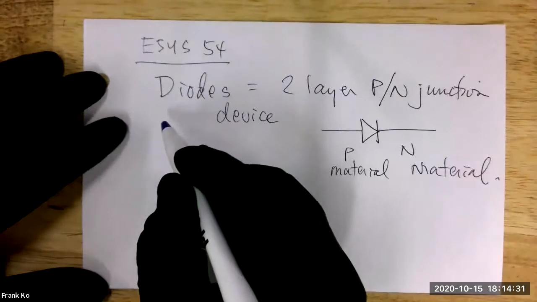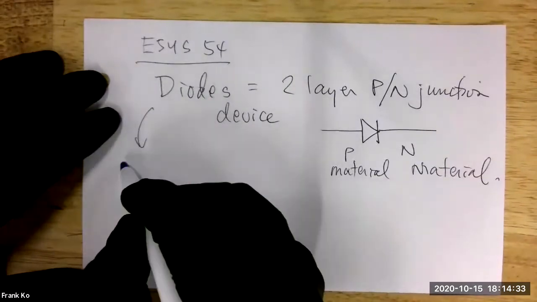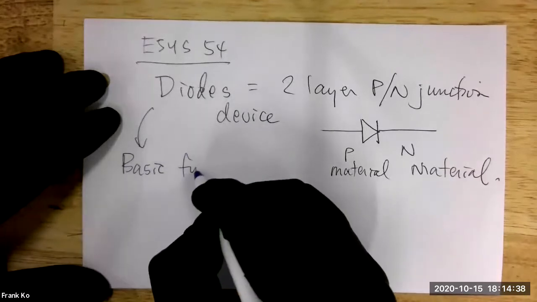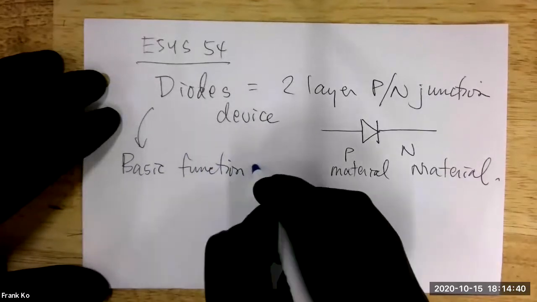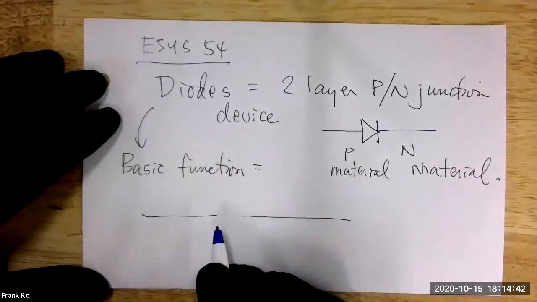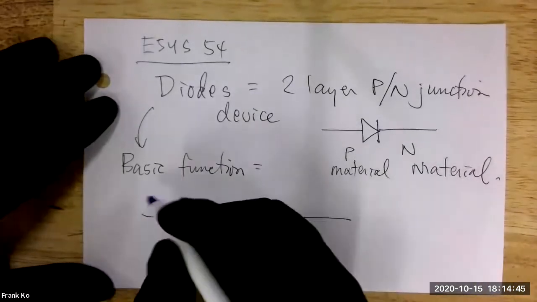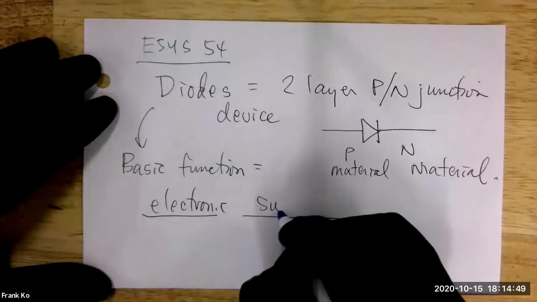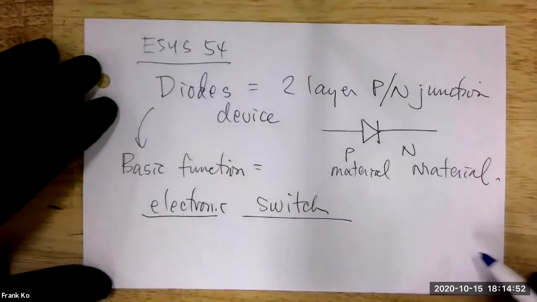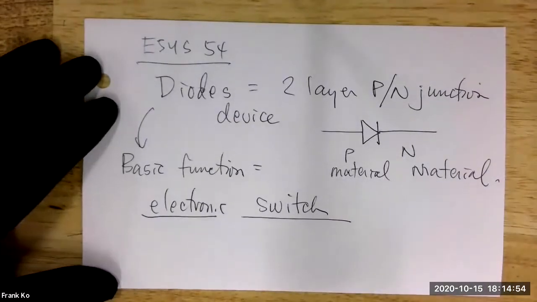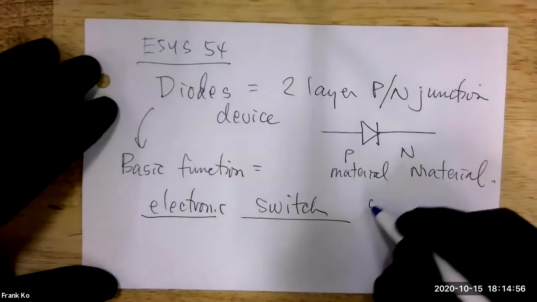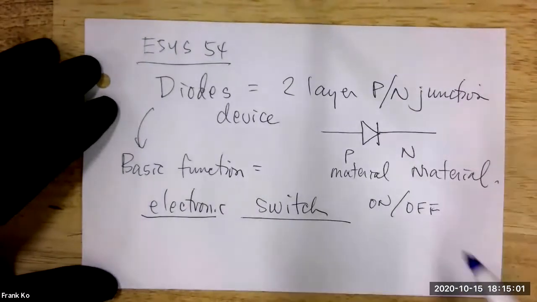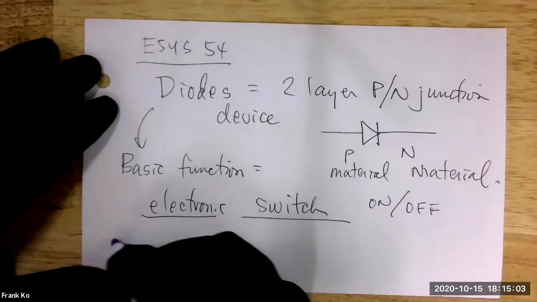And we use diodes in the most fundamental use, basic function. It's going to be blank, blank, two words. And I want you to think of these two words. The two words will be electronic switch. Okay, I just want you to think about it as being an electronic switch. How do you switch? Sometimes it's going to be on, sometimes it's going to be off. You already know this with the mechanical switch.